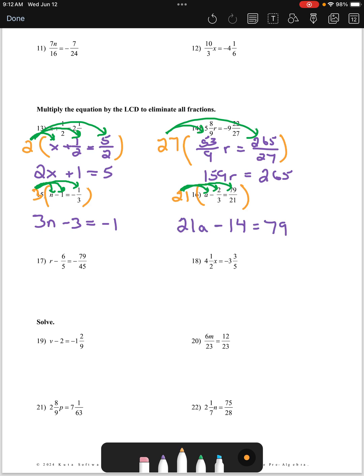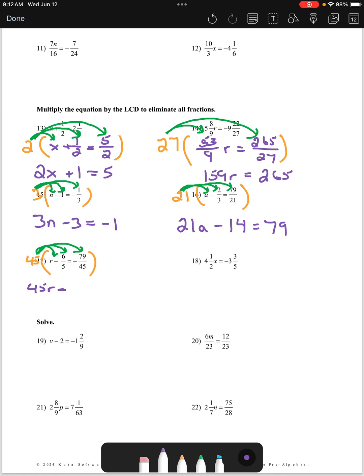In number 17, again, no conversions are needed here. We can get straight to looking at the denominators of 5 and 45. We can turn 5 into 45, which means 45 is the LCD. We're going to multiply all the parts of our equation by 45. So 45 times r is 45r. We are going to have minus.